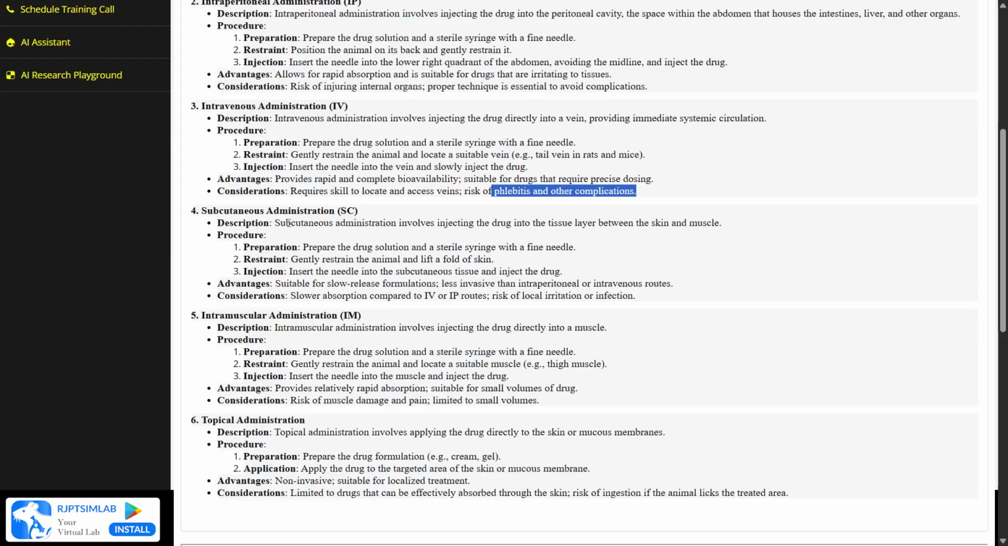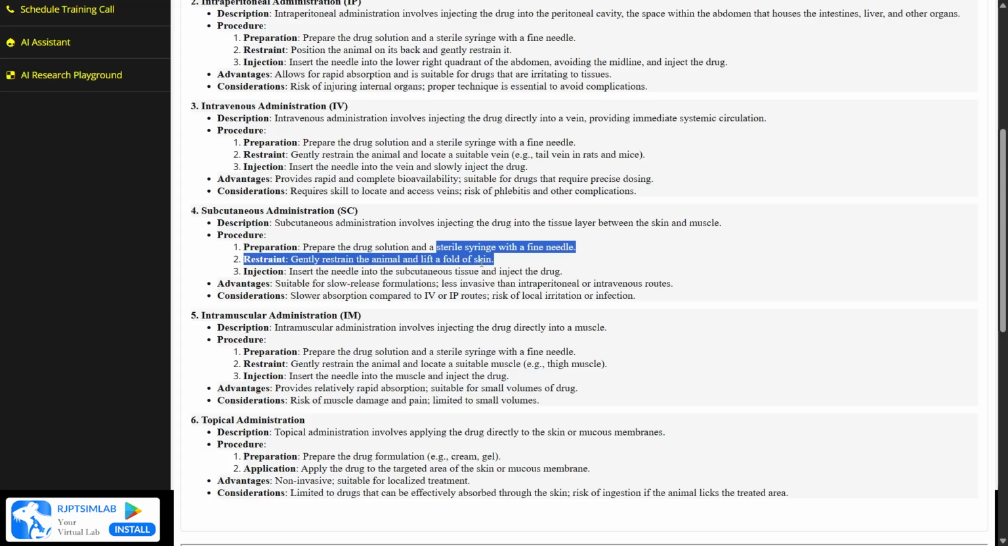The description is that the subcutaneous administration involves injecting the drug into the tissue layer between the skin and the muscle. We have to insert the needle between the layers of the skin, between the skin and the muscle. The procedure says that we have to prepare the drug solution and a sterile syringe with a fine needle. We have to restrain the animal and lift a fold of the skin.